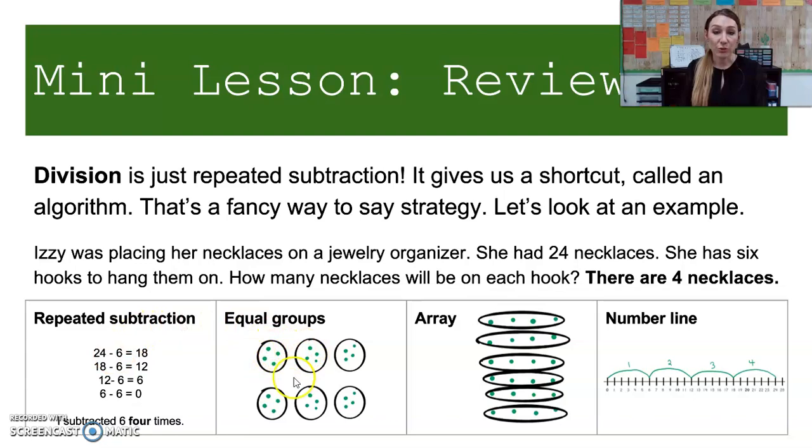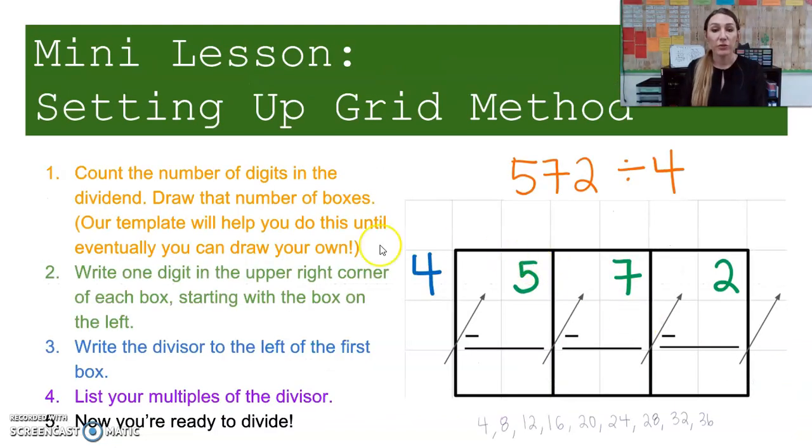We could break these 24 necklaces up into 6 groups where we put 1 necklace in each group until we have put all 24 necklaces into a group, and we would end up with 4 necklaces per group. We can draw an array where we have 6 rows and 4 columns, and then it looks like we have 6 rows of 4 each. Or we could use a number line where we count by 6 until we get to 24, which would give us 4. So today we're going to learn how to use grid method.